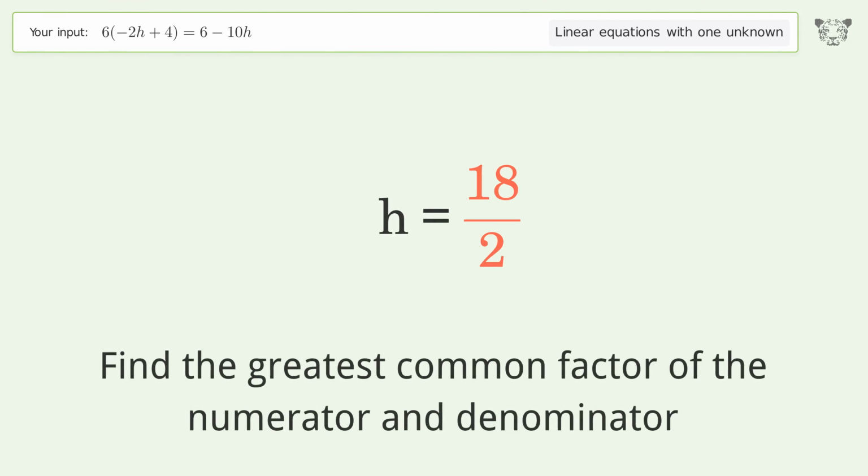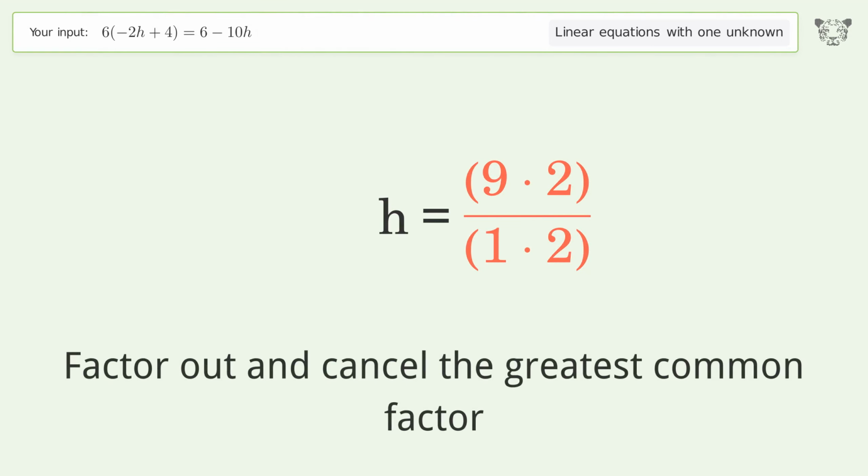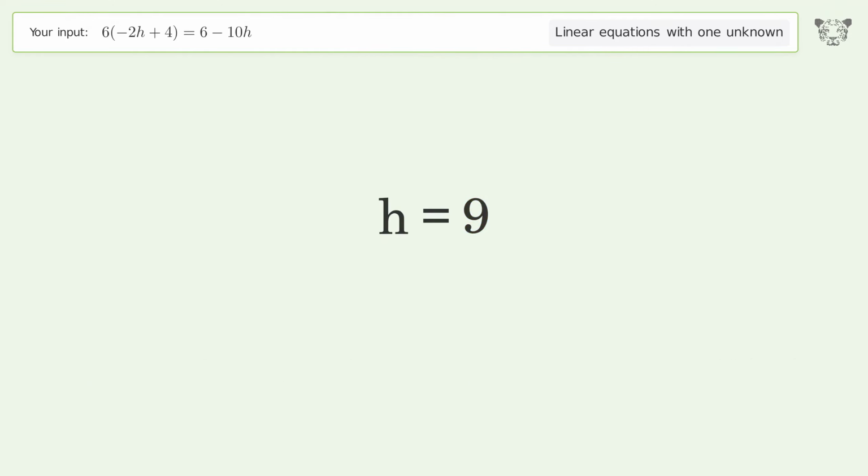Find the greatest common factor of the numerator and denominator. Factor out and cancel the greatest common factor. And so the final result is h equals 9.